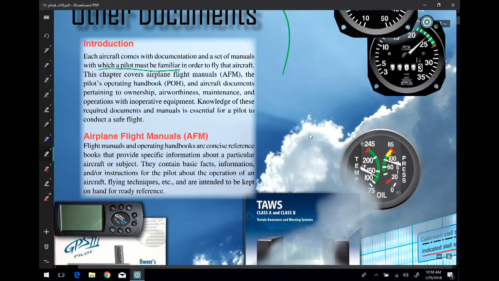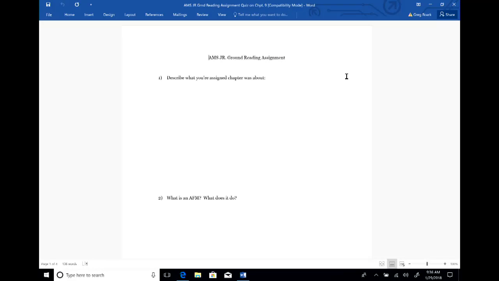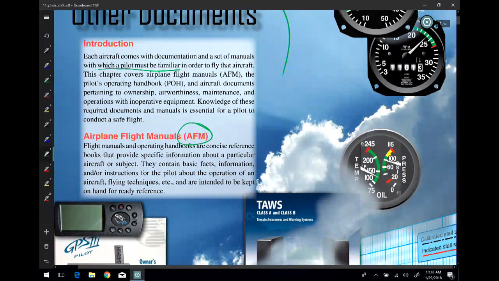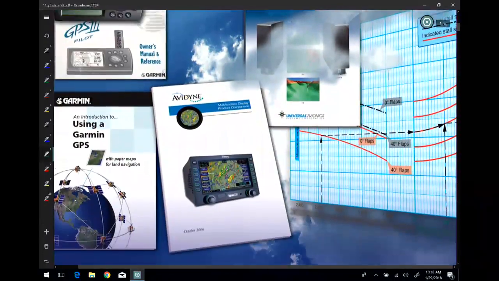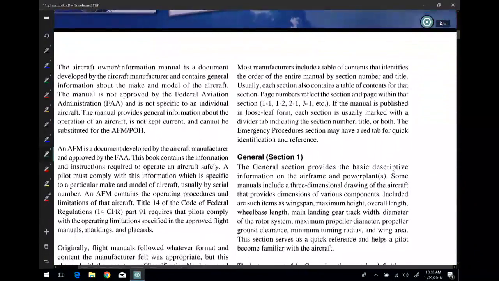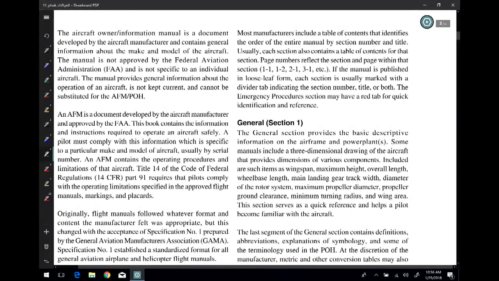So the first thing that we're going to talk about here is something called an AFM. When we look at your quiz, question number 2 is, what is an AFM and what does it do? Well, here it is. Here's where you can find the answers to what is an AFM and what does it do. I shall scroll down here. So if we look at this and we take a look, for instance, at this sentence, that's what it is, okay?